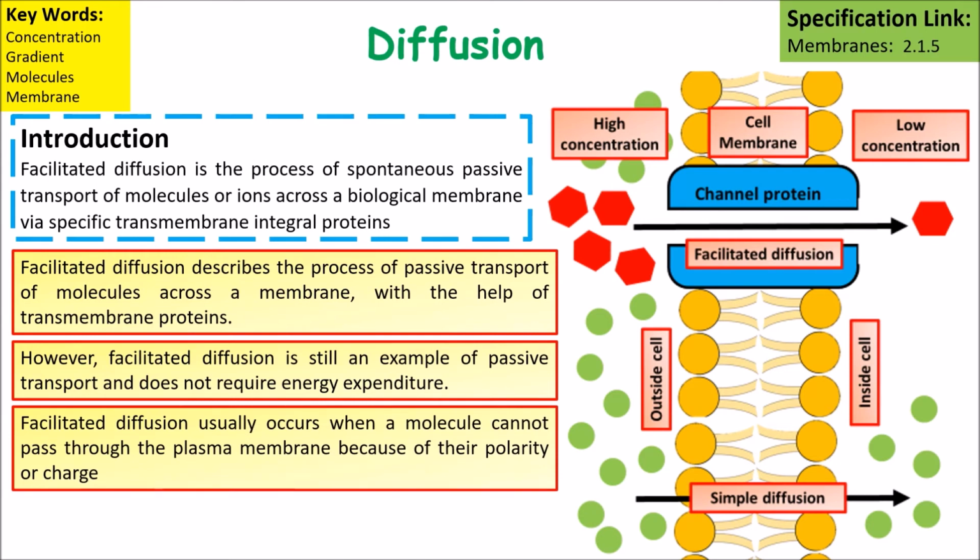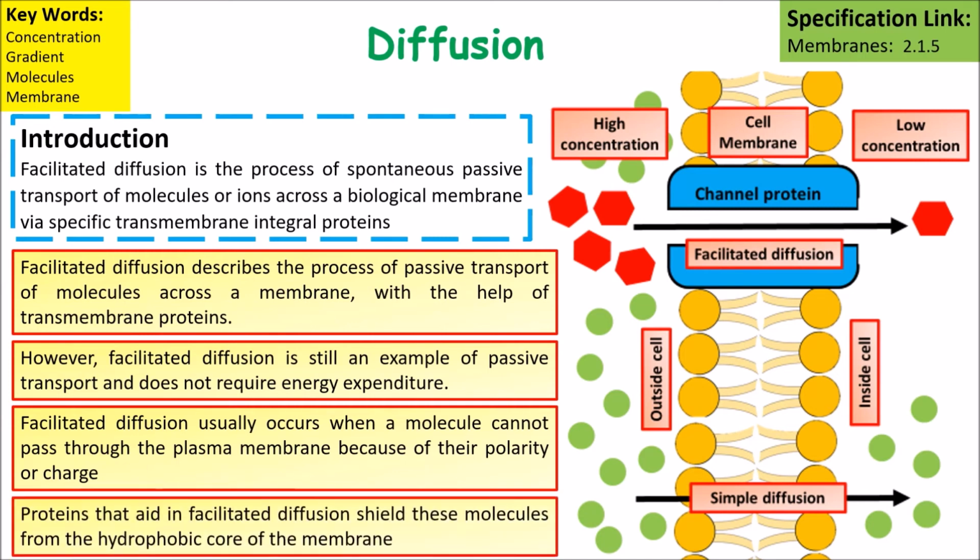Facilitated diffusion usually occurs when a molecule cannot pass through the plasma membrane because it has the wrong polarity or it may well be too large. Proteins that aid in facilitated diffusion shield these molecules from the hydrophobic core of the membrane.